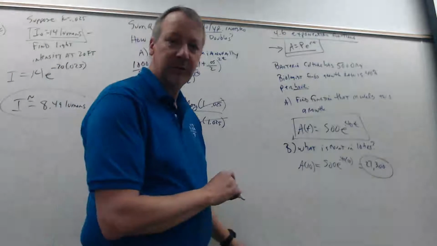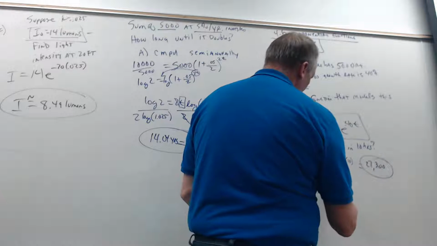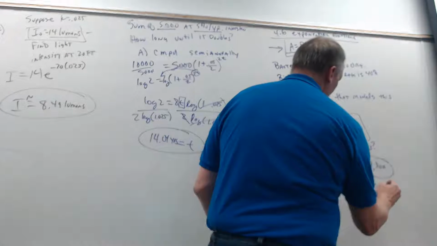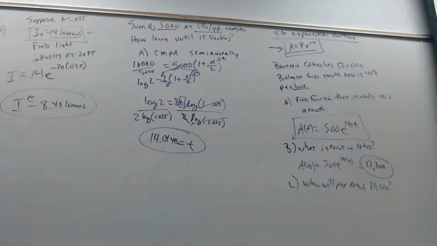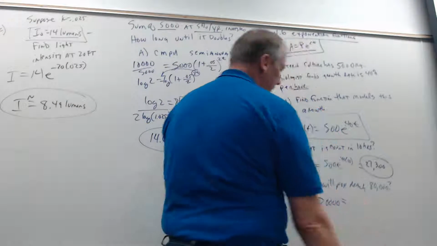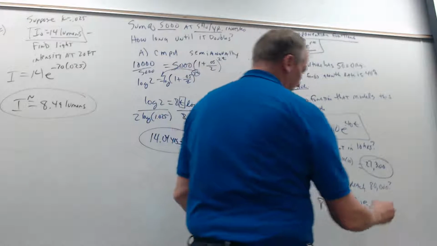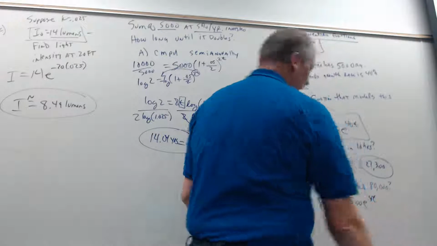Now, part C. When will the population reach 80,000? Do you rewrite it? The 80,000 for the A. 80,000 equals 500 e to the 0.40 times t. You solve that equation.